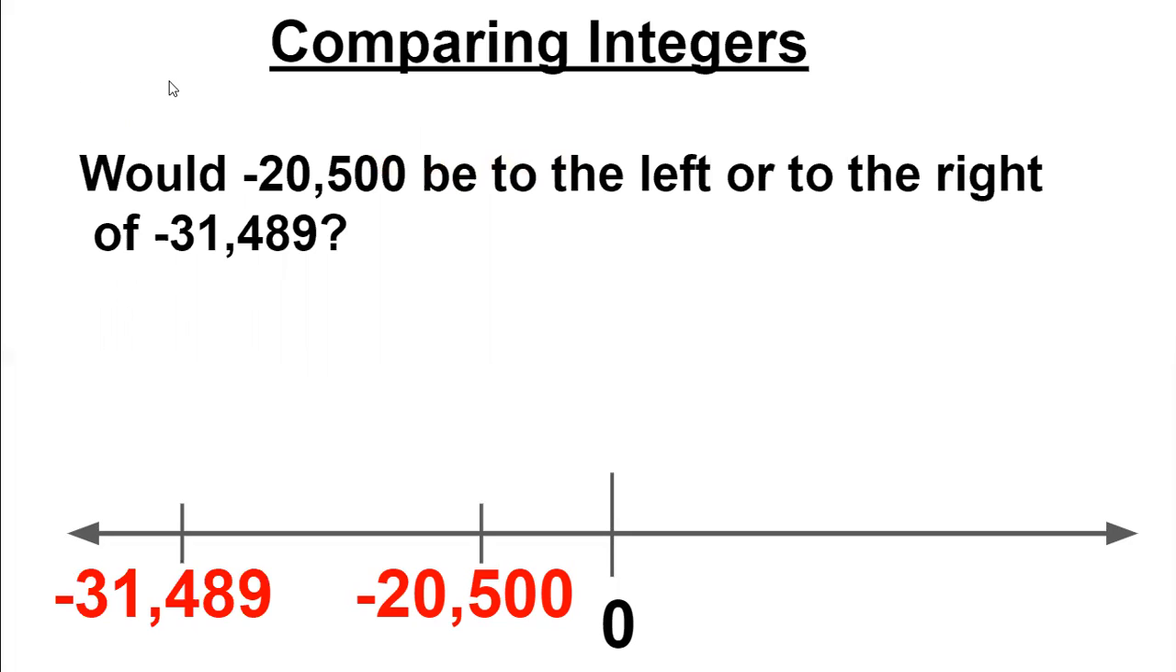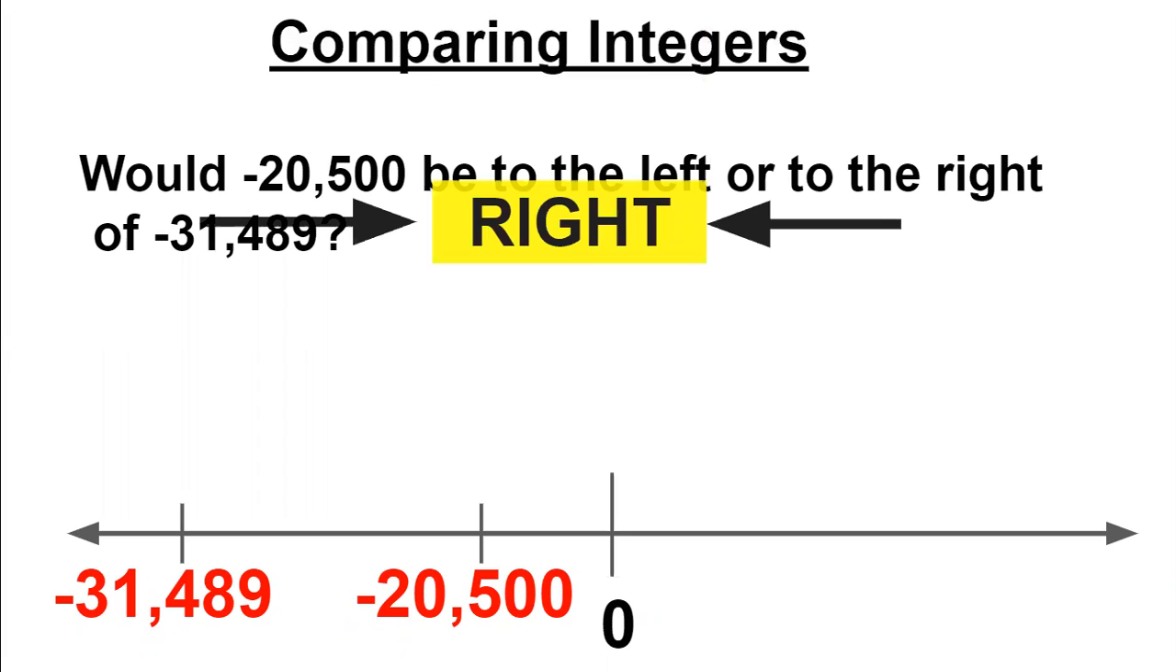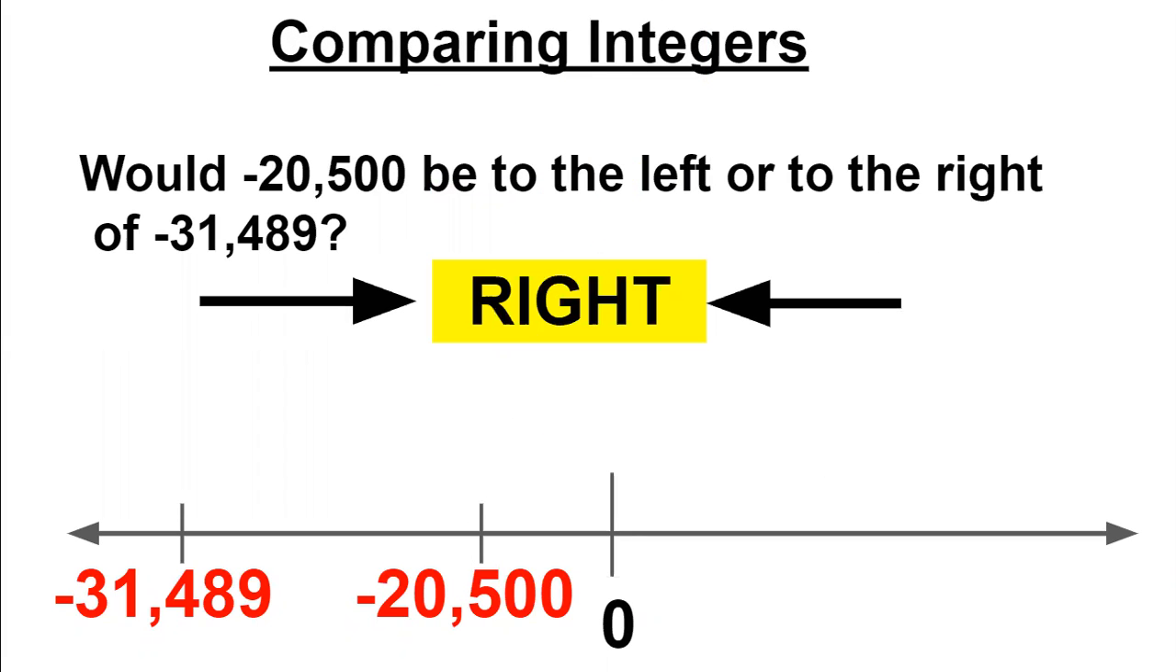Remember that numbers are greater when they get closer to 0. So the numbers get bigger in amount, so to speak, going this way, but they become smaller in size. You gotta think through that a little bit. So would negative 20,500 be to the left or to the right of negative 31,489? Look at the number line. Exactly, it's to the right. Okay, I wanted you to keep that in mind as well.